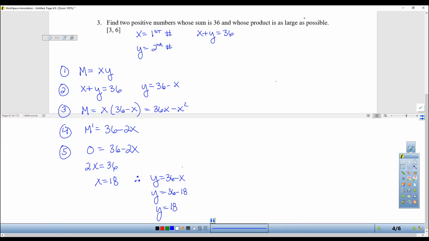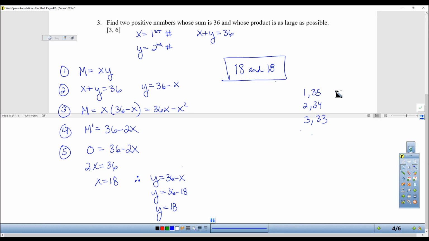So our question asks us to find two positive numbers whose sum is 36. So 18 and 18 make 36, and whose product is as large as possible. So 18 and 18 are the two answers. Are there other numbers? Sure. 1 and 35. 2 and 34. 3 and 33. All of these have a sum of 36.